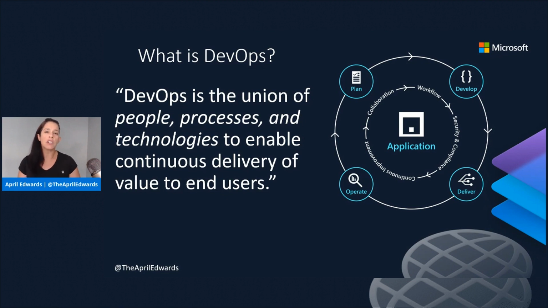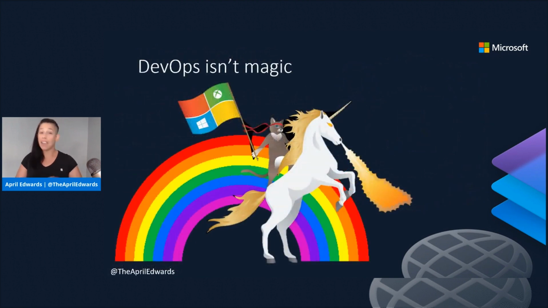But then we have these technology things. Now, a lot of us have probably done it. We've invested a ton of money into a technology that will help us. And it doesn't, because we don't have those other two pillars in place. We need the processes, and we need the people, and we need the buy-in. And let's be honest, DevOps isn't magic, and it's hard. It can be really hard, but there's ways to make it easier.